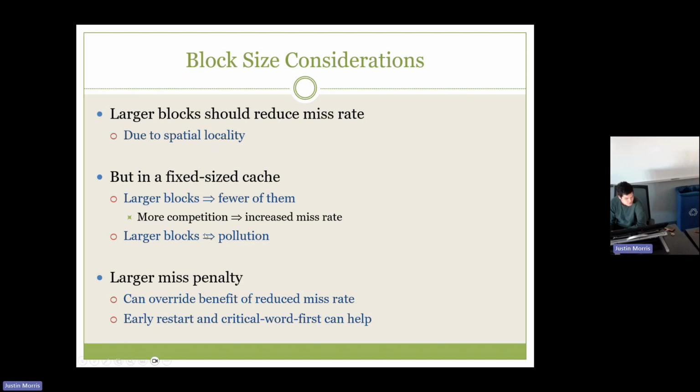And then the other thing is larger blocks lead to more pollution if you are not taking advantage of the spatial locality. So if your application moves around in memory all over the place, you won't want larger block sizes. But if your application is mostly streaming data, like looping through arrays, things like that, larger block sizes will be beneficial. The other thing is larger miss penalty that can override the benefits of the reduced miss rates. And yeah, it's also something to consider.